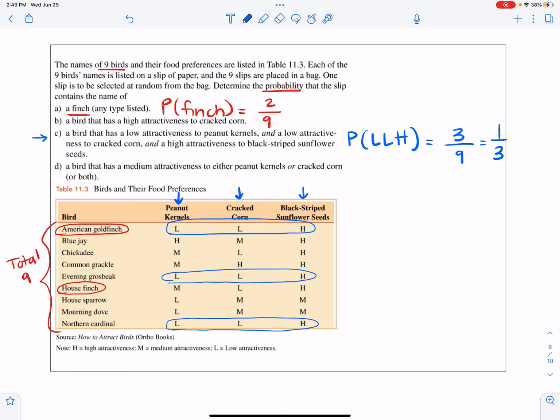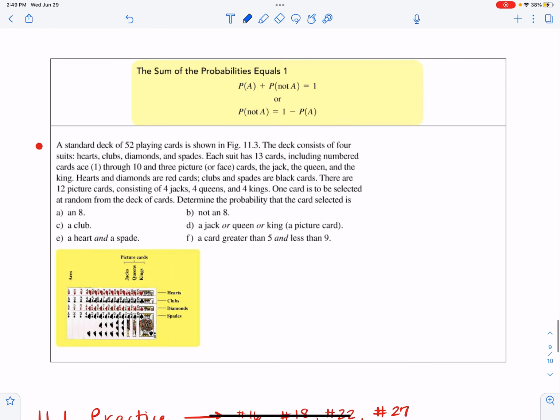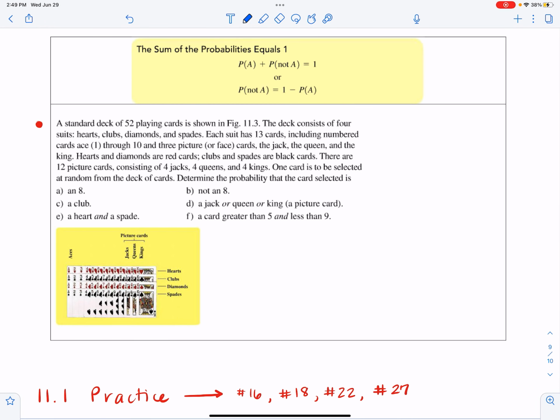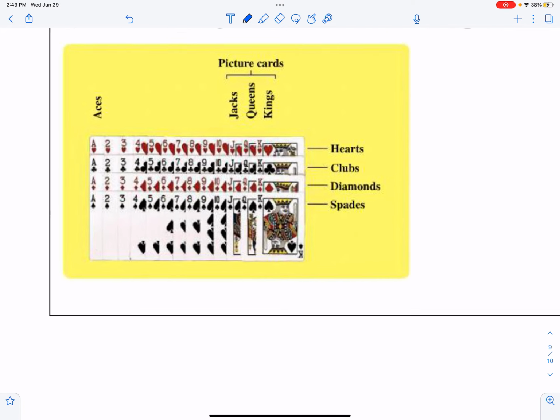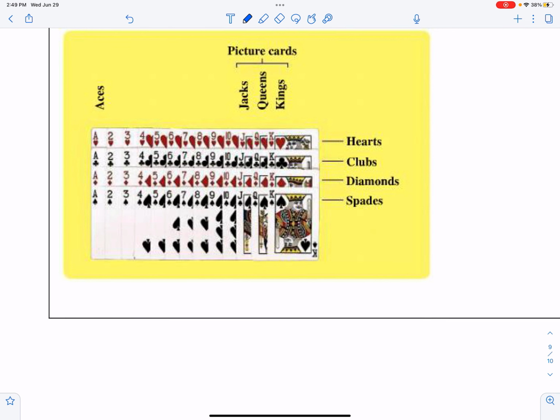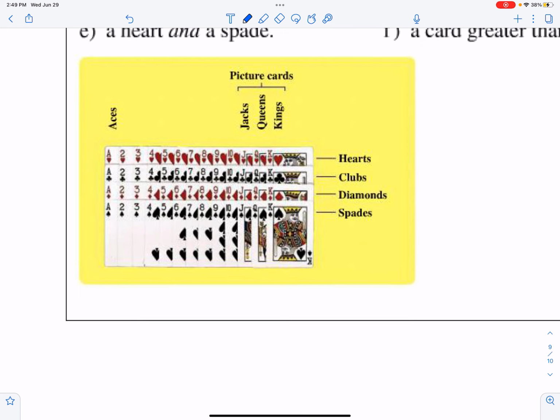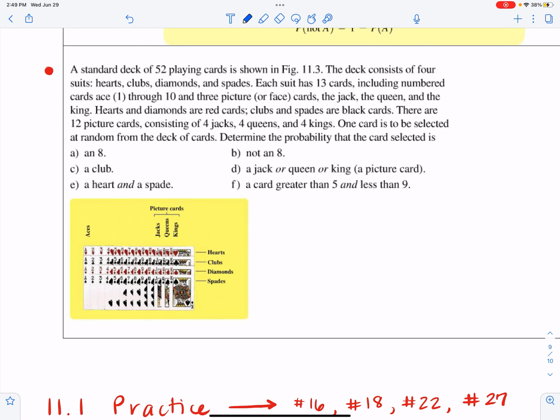All right, so I'm going to leave the others for you to look at there. The last example here deals with a deck of cards. And because people don't play cards as much now as they used to, you have a nice little diagram here to show you what the different types of cards are, and you'll need to use this as you go through and do your homework. But again, it's the same concept, right?